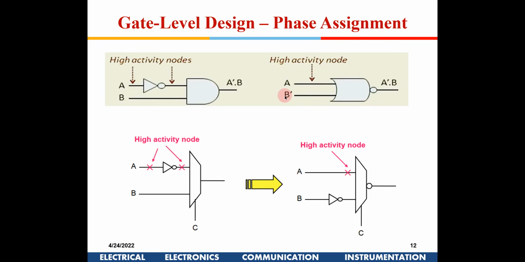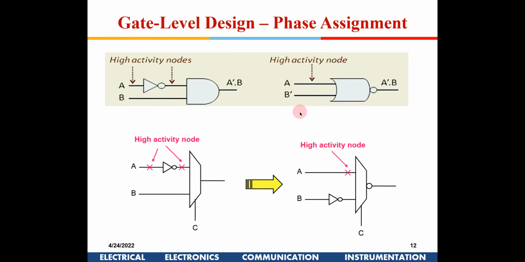Now suppose we are assuming B to be 0 always, most of the time. Since B is 0 out here, this output will continue to remain 0. So the transitions made by A do not get reflected in the output at all. By taking this particular inverter from here to here, replacing this AND by an OR gate and making this a NOR gate, we have reduced the unnecessary switching. So this is known as phase alignment.